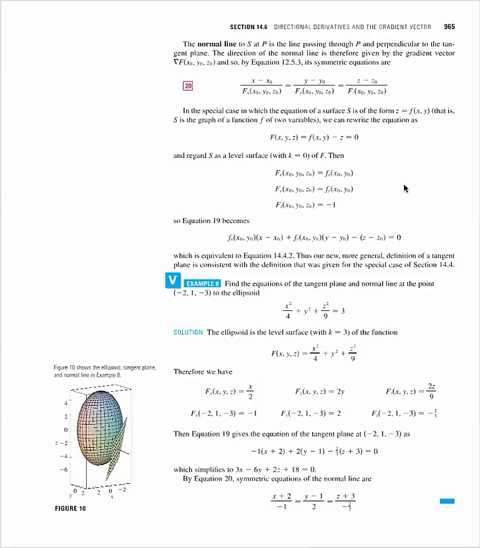I think the discussion here of normal lines is pretty much in agreement with what we know about planes. And example 8 is a numerical calculation of this new method.